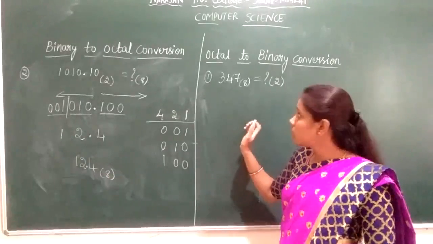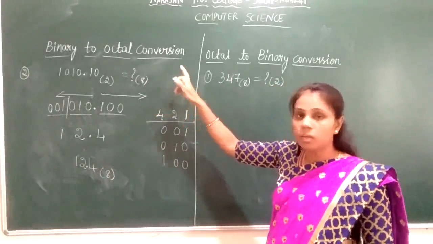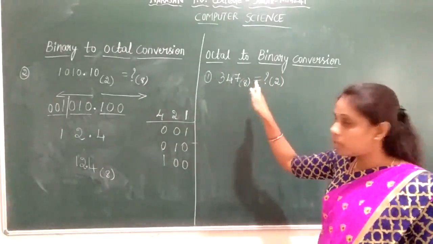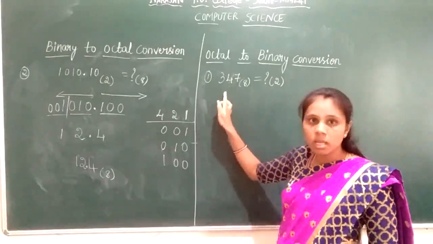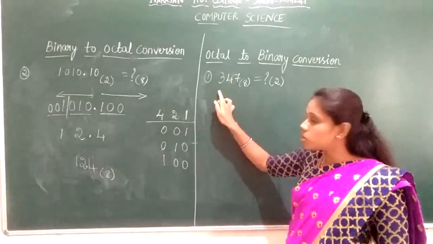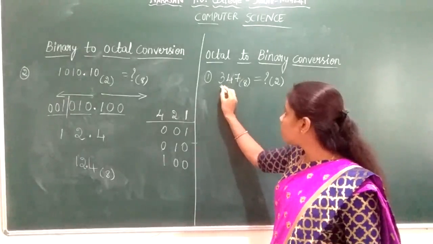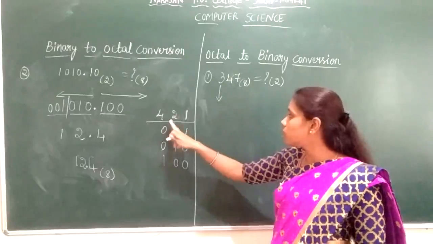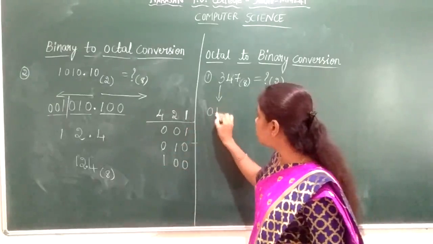Next, octal to binary. We have studied binary to octal; now this is vice versa, that is octal to binary. Here what you need to do is take each digit and take the binary value for every individual digit. Now I take the binary digits for 3. What are the binary digits for 3? That is 2 plus 1 is 3, that is 0 1 1.